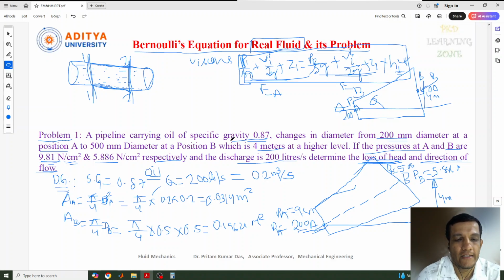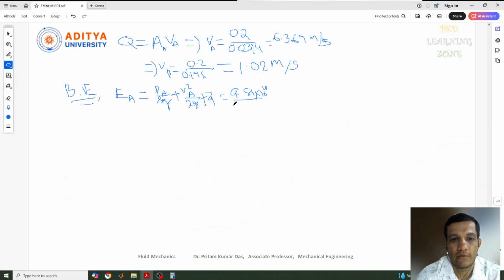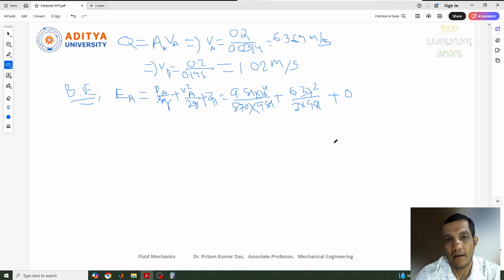Density will be the specific gravity times the density of the standard fluid, that is water. So 1000 multiplied gives 870. So density will be 870 into 9.81, plus VA square, which is given here, 6.37 square, divided by 2 into g. Again the same thing, plus Z1. Z1 is ZA, and ZA is nothing but 0 because it is situated at the datum line itself.